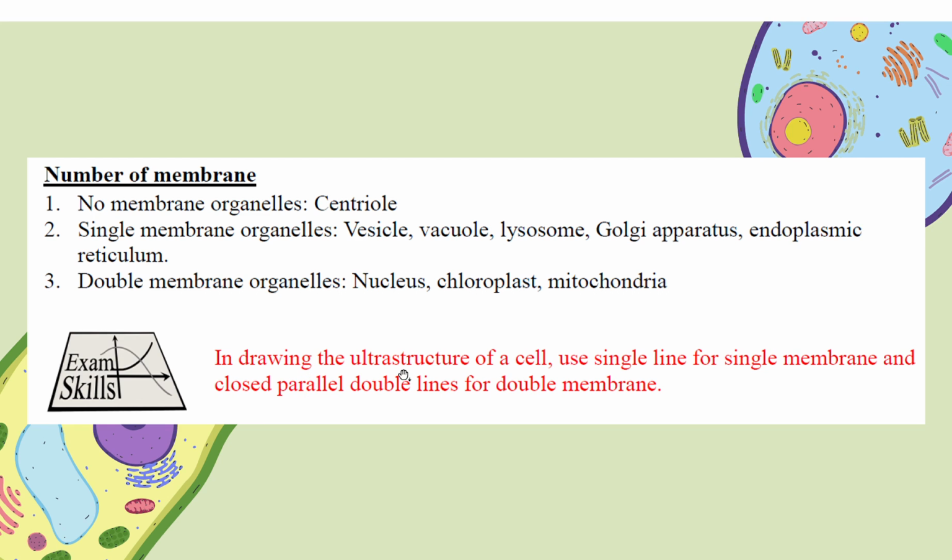Drawing the outer structure of a cell, we can use a single line for single membrane, okay? And close parallel double lines for double membrane. These are the rules, remember, for the perfect one.